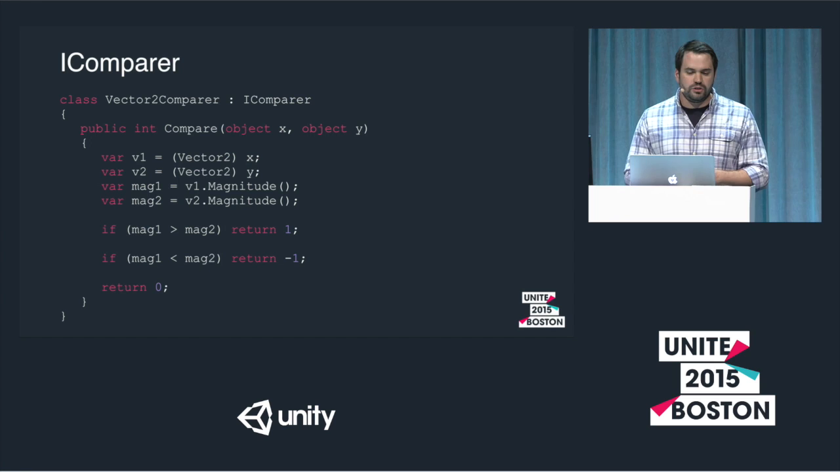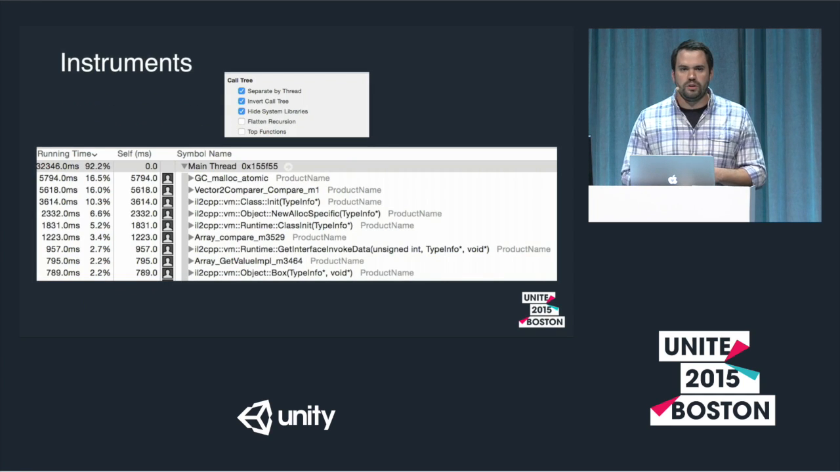We'll call getMagnitude on each one of those vectors, and then we do the proper calculations. We need to return something greater than 0 if the first is greater than the second, something less than 0 if the first is less than the second, and 0 if they're equal. So we do this. We're going to skip all the other profilers, and we're going to go right to Instruments.